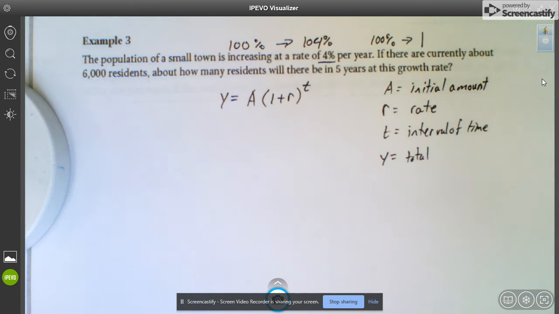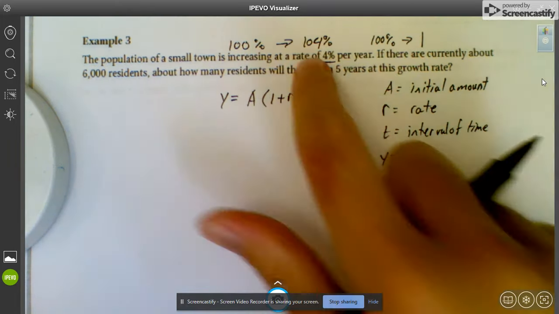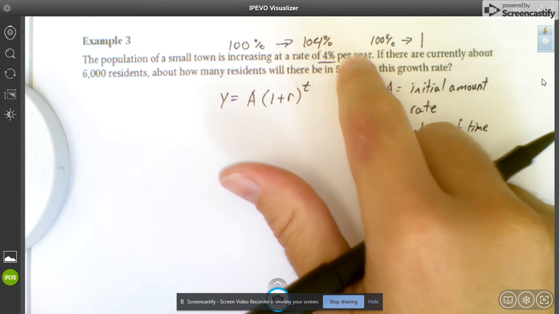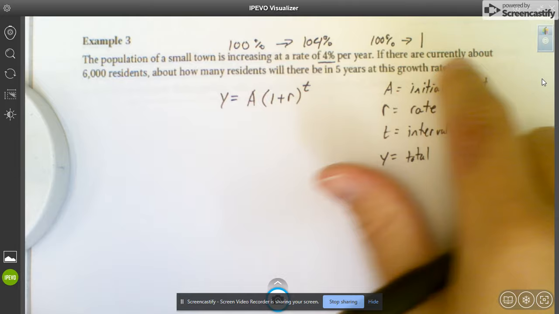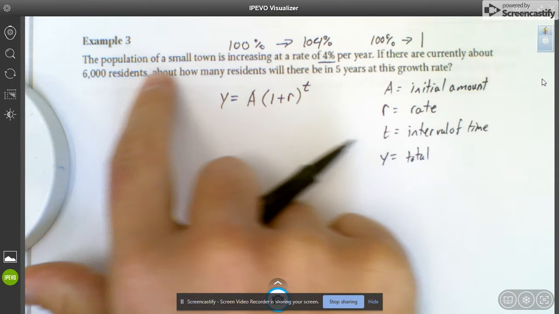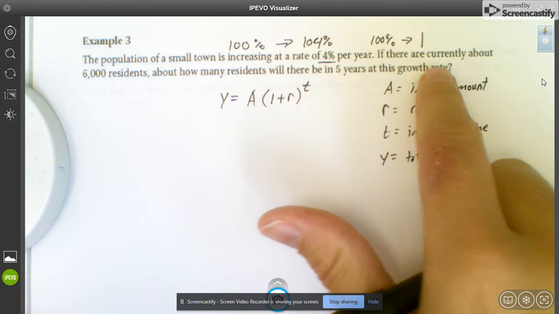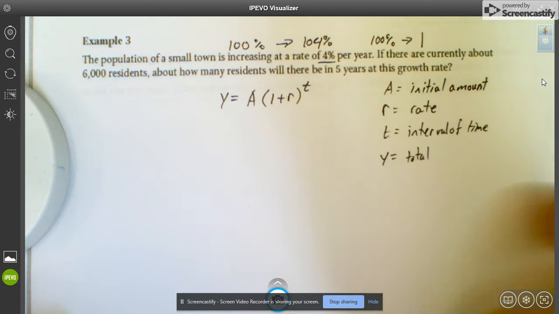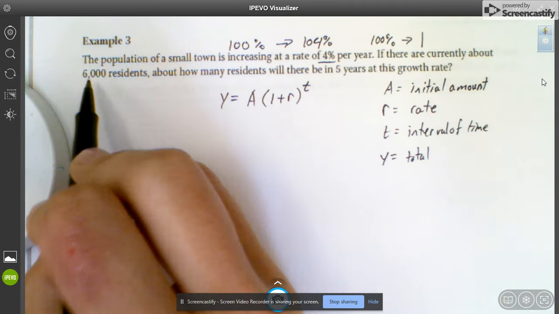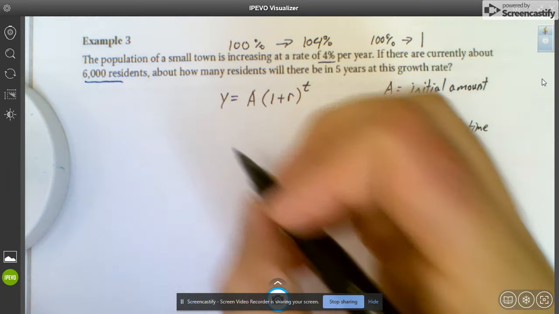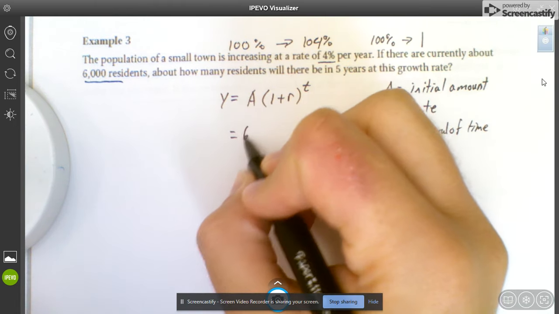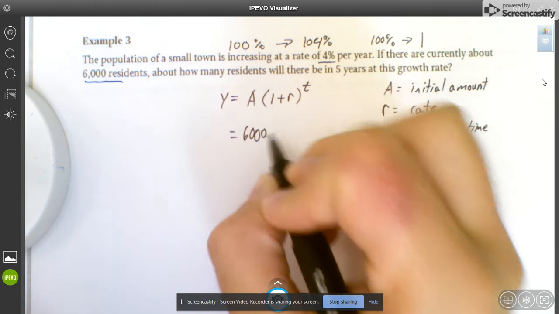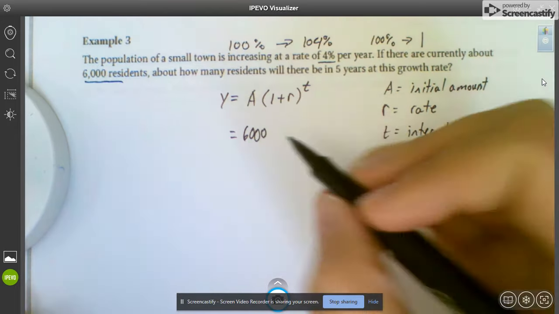All right, so we're talking about the population of a small town increasing at a rate of 4% per year. All right, cool. If there are currently about 6,000 residents, about how many will there be in 5 years at this growth rate? So assuming no changes there. So we started with 6,000 residents. All right, so A is 6,000. We'll leave out the comma for the math here.